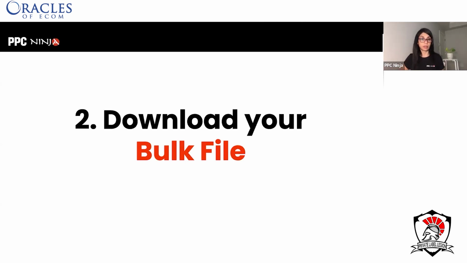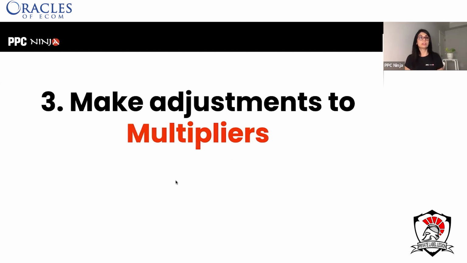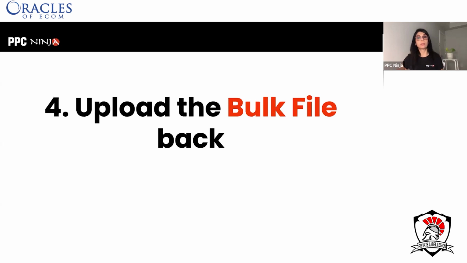So download your bulk file. And then you want to make adjustments to those multipliers. And then finally, you just upload your bulk file back. So I'm going to show you how to do this in Excel.